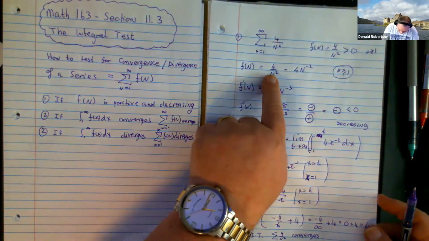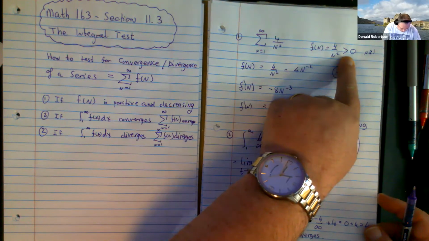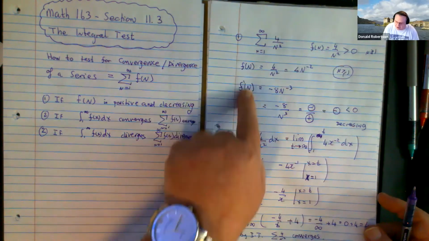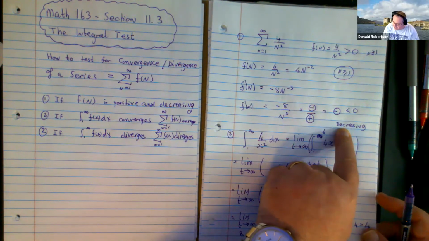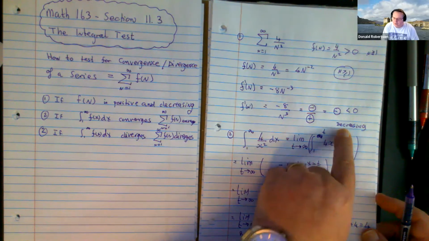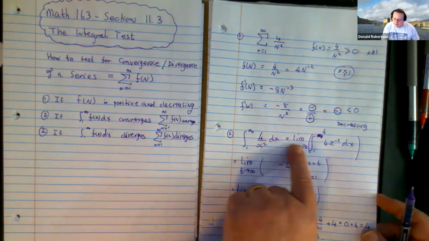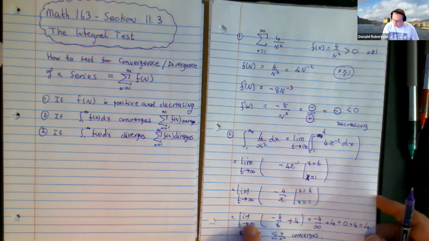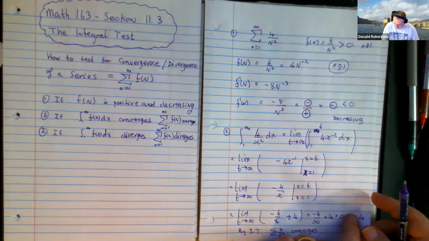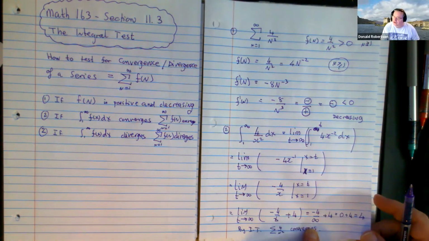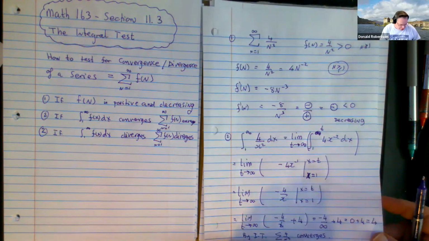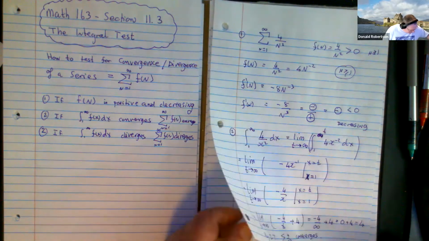We proved it was positive. We found its derivative and proved that its derivative was negative. That means that the function was decreasing. We found the integral of it from 1 to infinity. We got the answer to that was a number 4, which means it converges, which means then the original series also converges. And that's the logic from start to finish. Are we good?